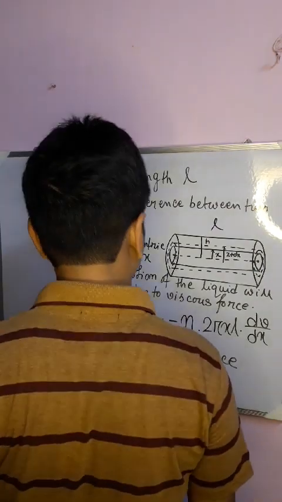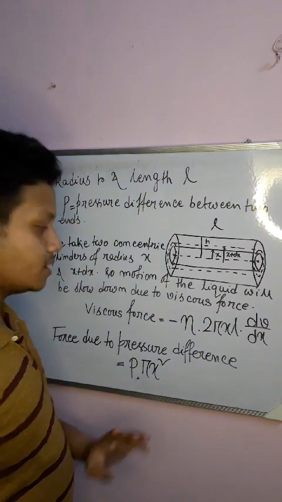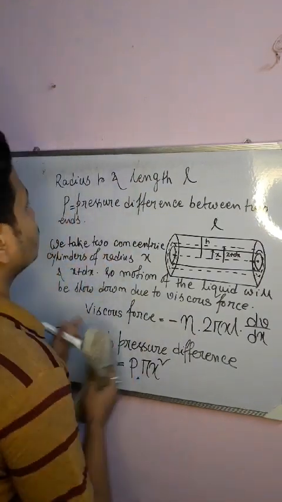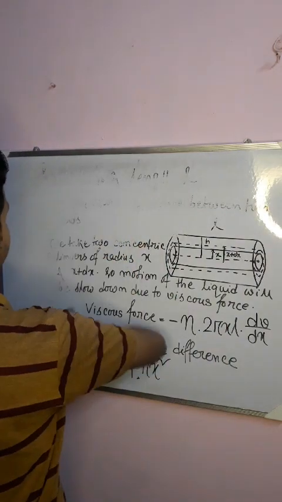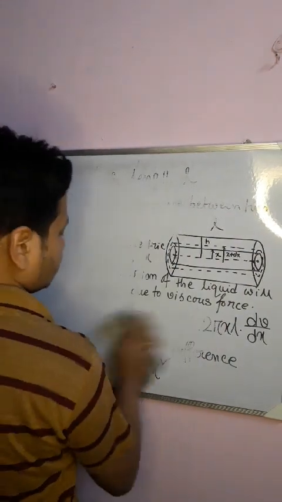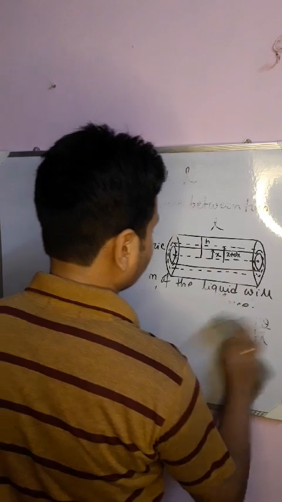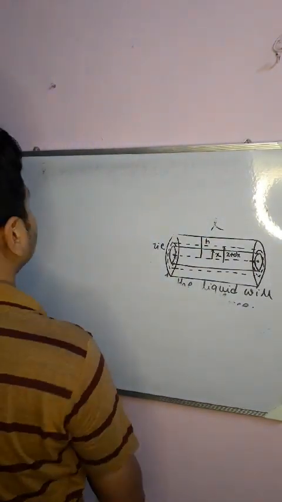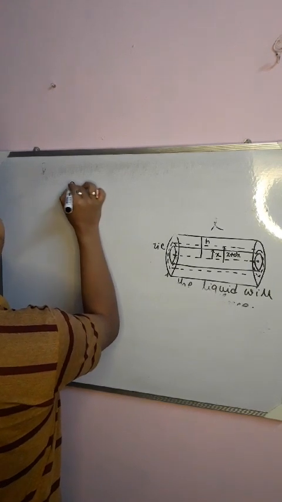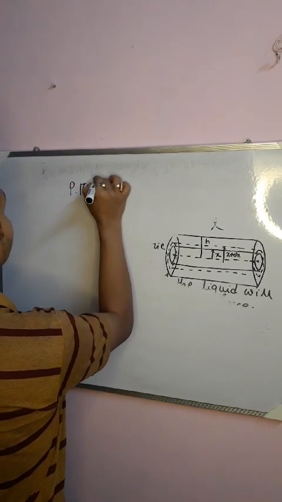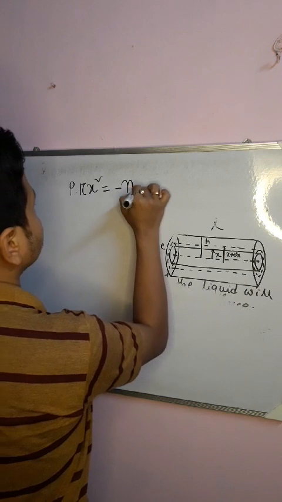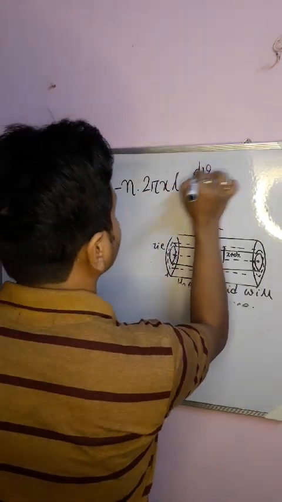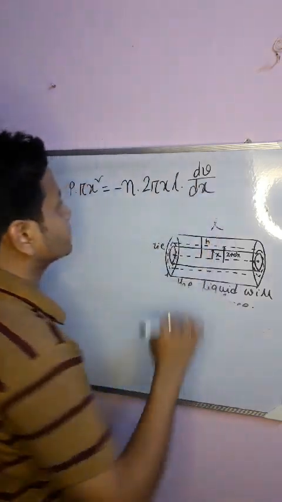Under equilibrium condition, we know that both the forces are equal. So we have to make these two forces equal. That is, under equilibrium, P into pi x squared equals minus eta 2 pi xL dv/dx.